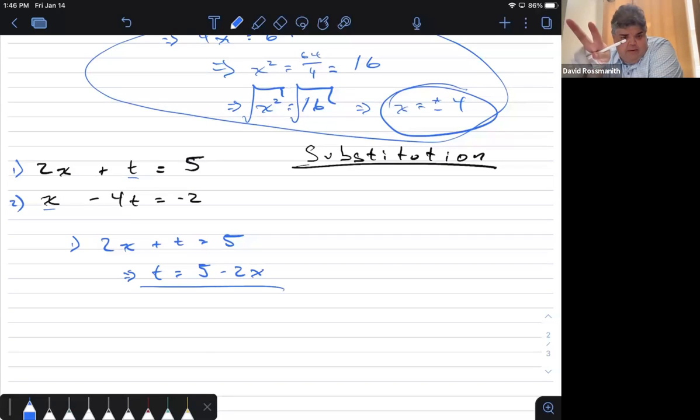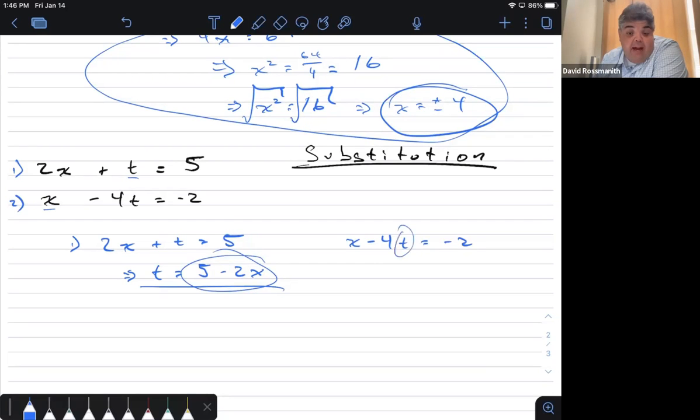So the second step, once I've picked an equation and solved for one of the two unknowns, I've done it. Second step, in the other equation, the one you did not use, everywhere you see the variable you just solved for, substitute in the thing the variable equals. So I use the first equation, so I have to move to the second. The second one is x minus 4 times t is equal to -2. However, everywhere I see a t in my second equation, I don't want to write t anymore. Instead, I'm going to write 5 minus 2x because the first equation told me that's what t is.